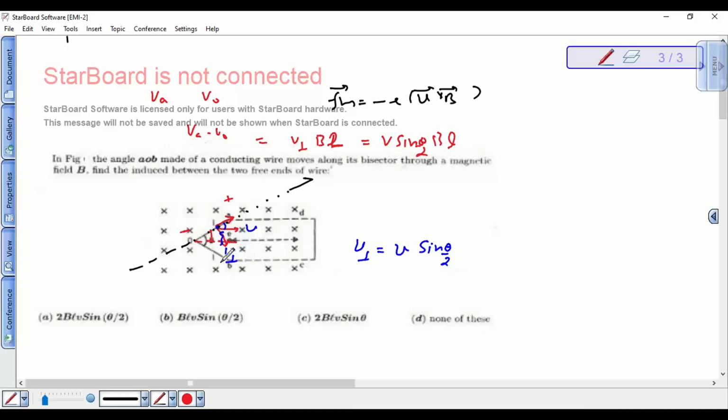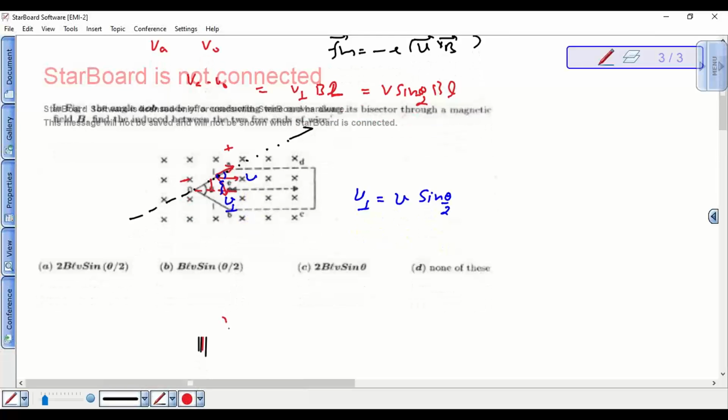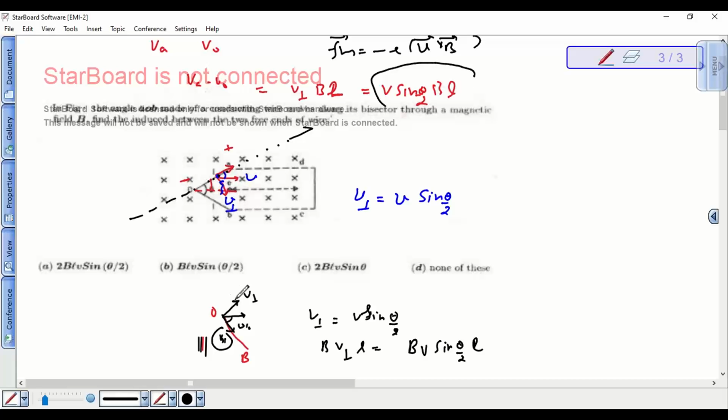Now we can talk similarly about the BO part. You can argue the same thing here: the velocity of the BO part is in this direction, and this velocity has two components, one like this and one like this. The component parallel to the length does not lead to any motional EMF, the perpendicular component leads to motional EMF. Now this angle is theta by 2, so V perpendicular is V sin theta by 2, and V perpendicular times L will be the motional EMF, so that will again be V sin theta by 2 times L. So it is the same magnitude as this.